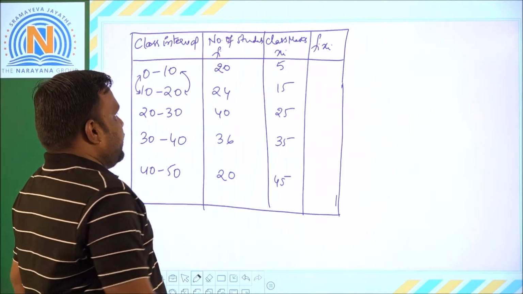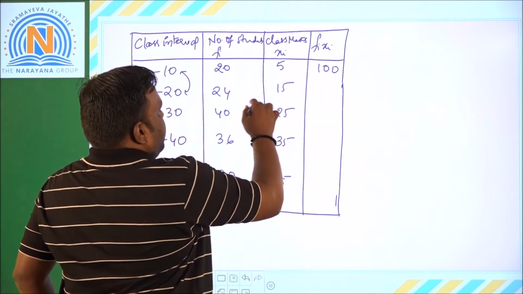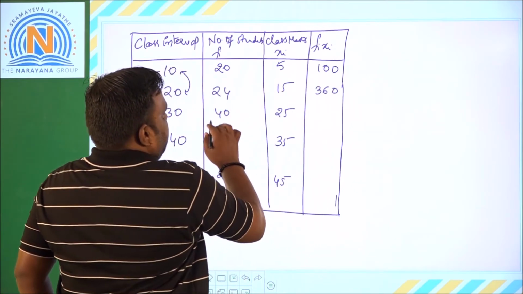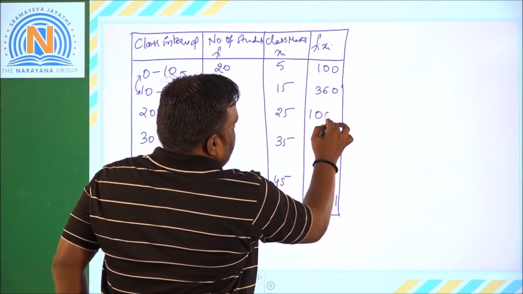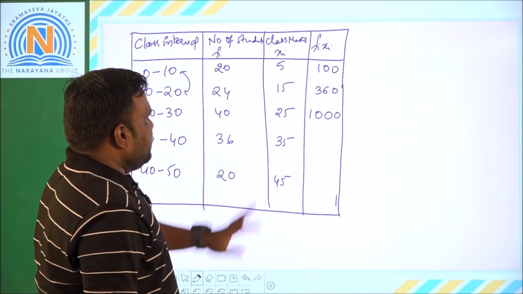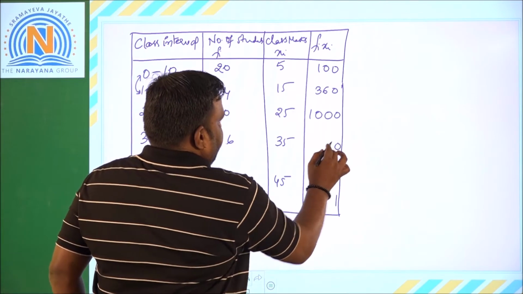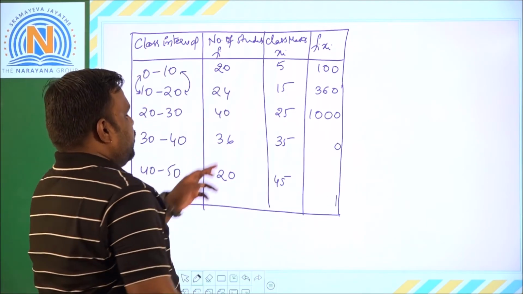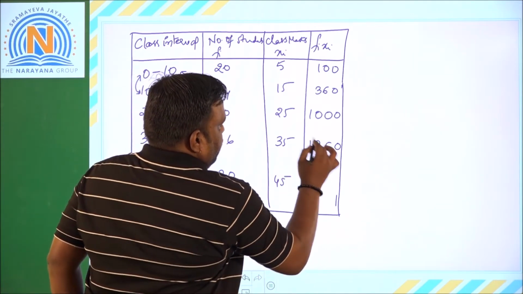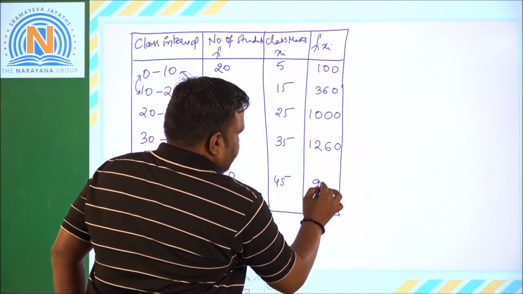When you see the Fixi part, 20 into 5, the simple multiplication, that is 100. 24 into 15 is 360. And the next, 40 into 25, will be 1000. And next 36 into 35. 5 into 36 is 180, and the 36 into 3 is 108, 108 plus 18 will give you 126, which is 1260. And next 20 into 45 will give you 900.